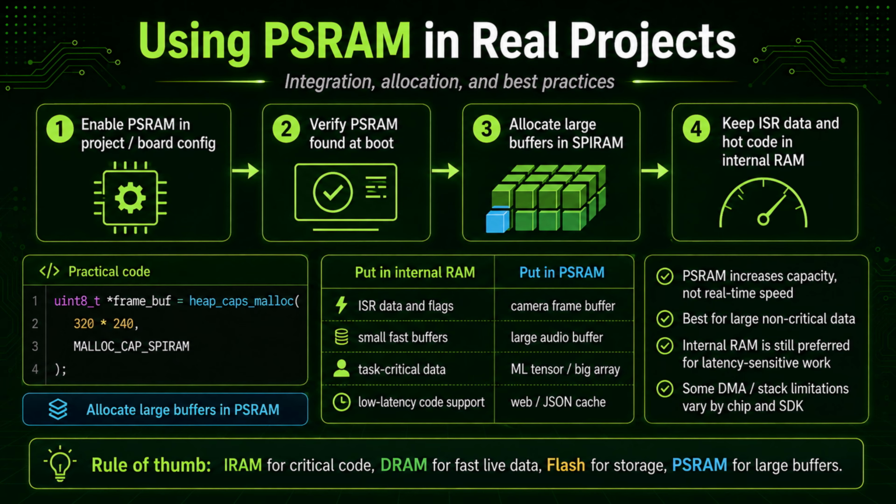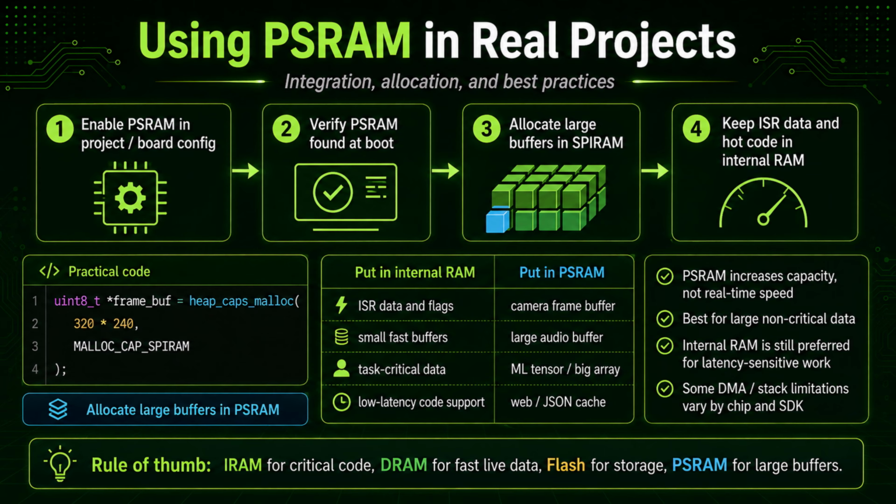A common method in ESP-IDF is heap_caps_malloc. For example, we can allocate a large frame buffer using the MALLOC_CAP_SPIRAM capability. This explicitly asks the heap allocator to place the memory in external PSRAM. This technique is ideal for camera frames, image processing, audio storage, large temporary arrays, machine learning tensors, or large web and JSON buffers. However, we should not blindly move everything to PSRAM.